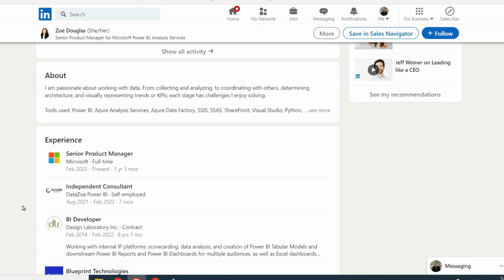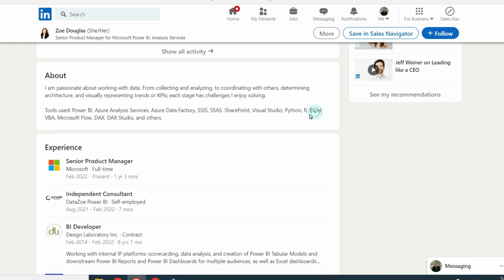So always put a good about section. This is where you give a brief description of yourself, all of the keywords for the key technologies, and you can also put links. She doesn't have it here, but you can put links to all your projects. You can link to your portfolio, to your GitHub, to your Kaggle, to whatever you've got.